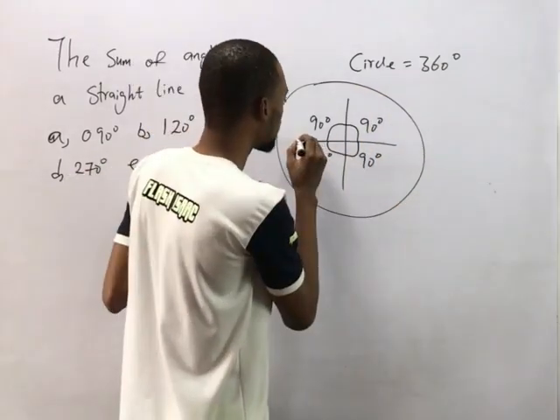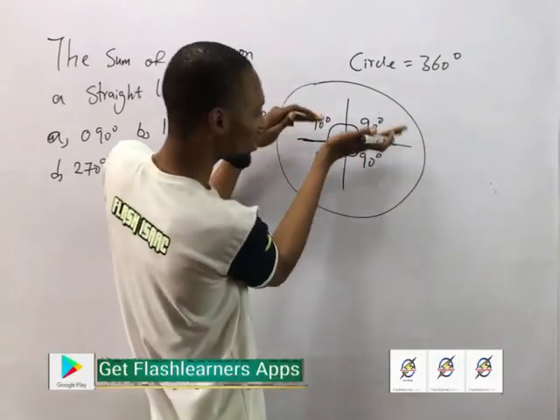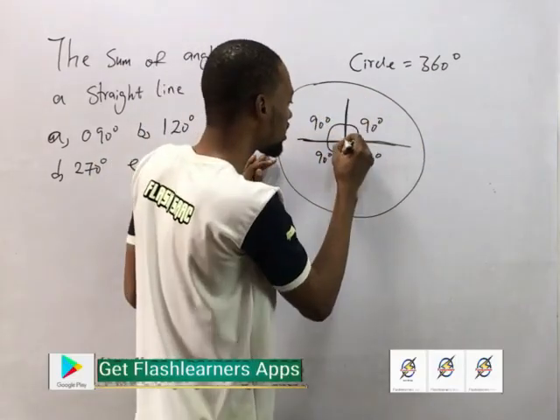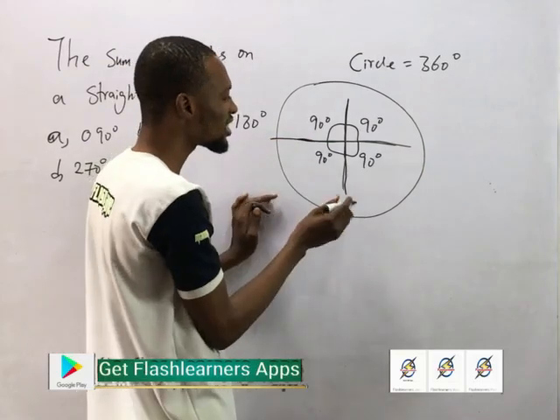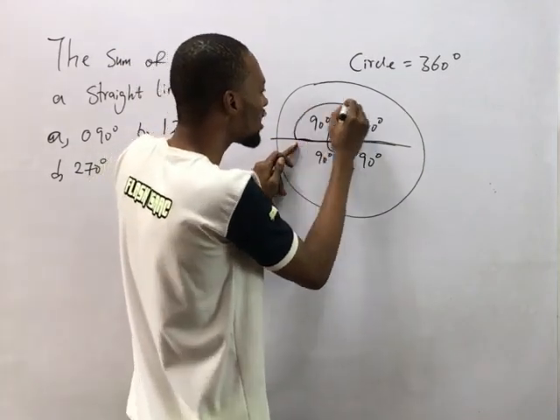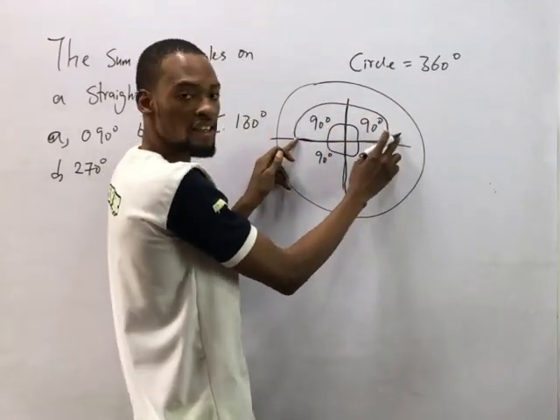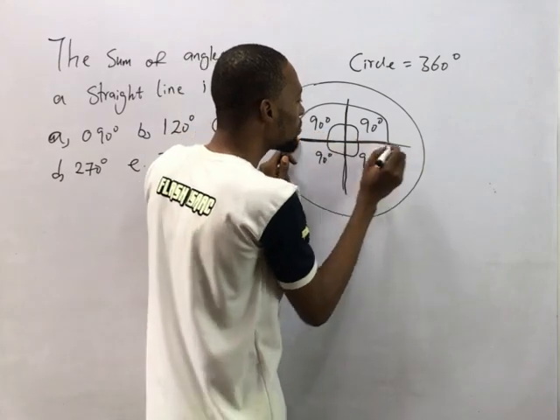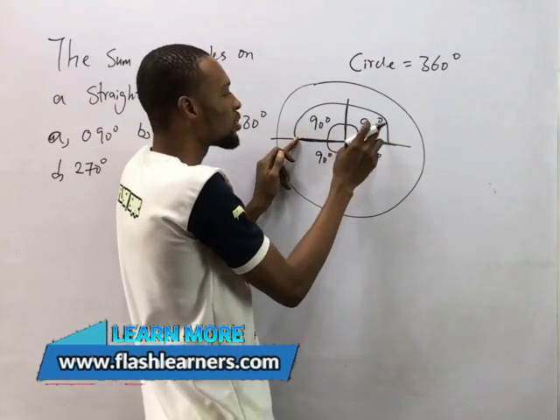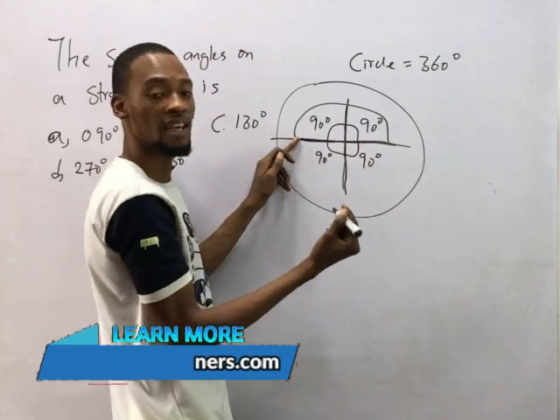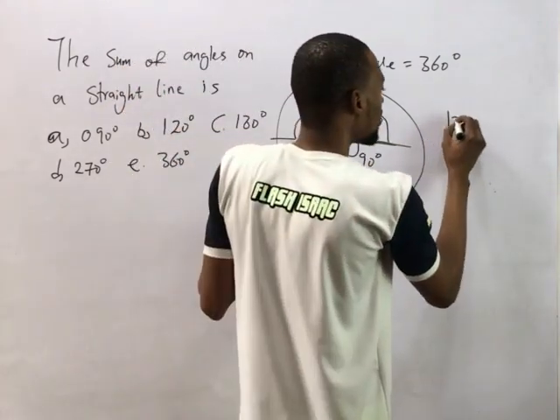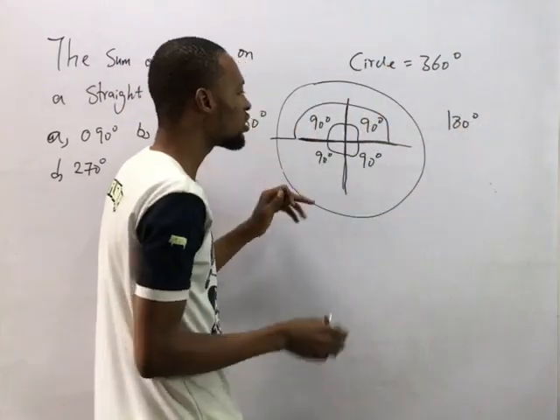Now take a look at this. This is a straight line, right? And this is a straight line. So what is the angle in a straight line? From here to here is a straight line, so the angle is this angle plus this angle, which is 90 plus 90. 90 plus 90 will give you what? 180 degrees.